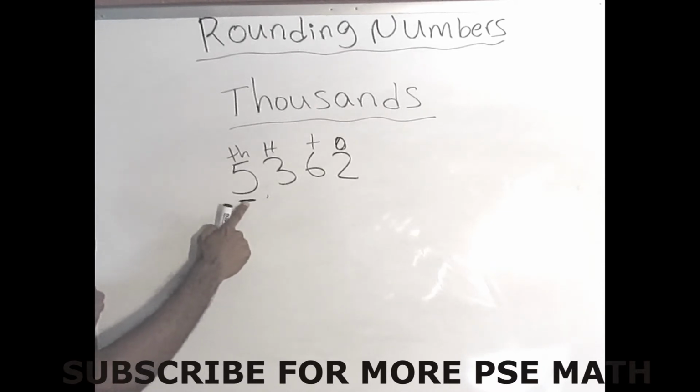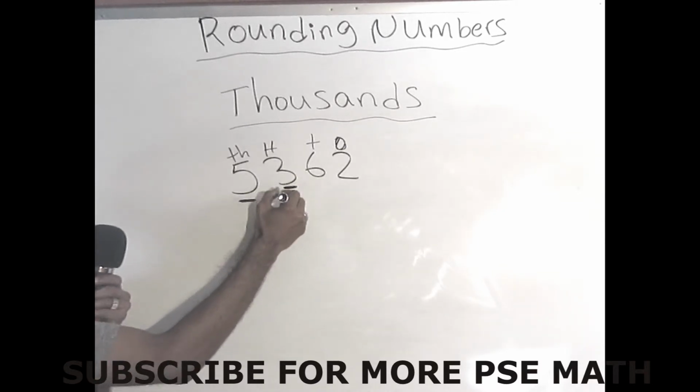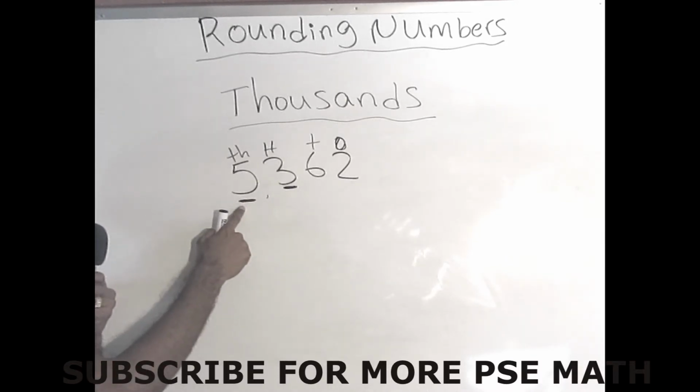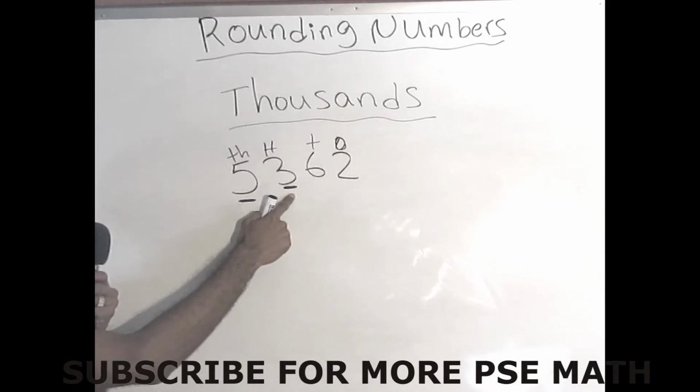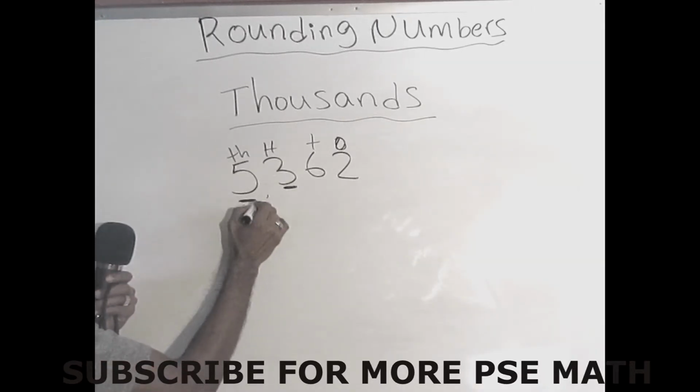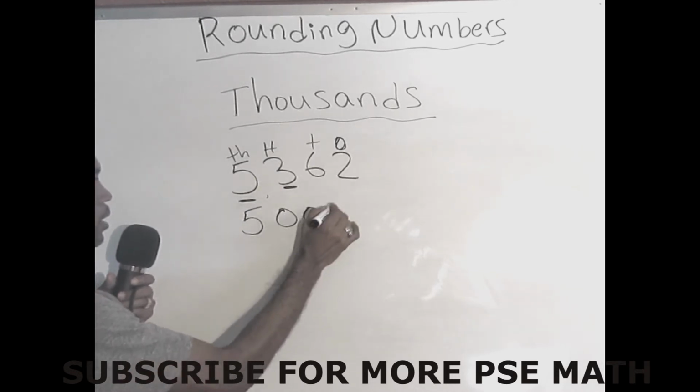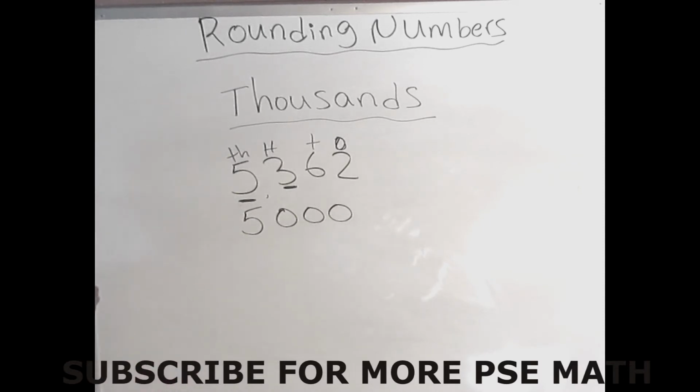And the rule says that when rounding a number to the nearest thousands, you look at the number before it, which is 3. And so 3 is in the hundreds place. And remember, the rule says that the number before the number that you're rounding, if that number is 5, 6, 7, 8, or 9, you will add 1 to the number that you're rounding. But if the number in the hundreds place is 0, 1, 2, 3, or 4, it will remain the same because the number in the hundreds place is 3. And you will just make all the other numbers 0, 0, 0. So rounding 5,362 to the nearest thousand is equal to 5,000.